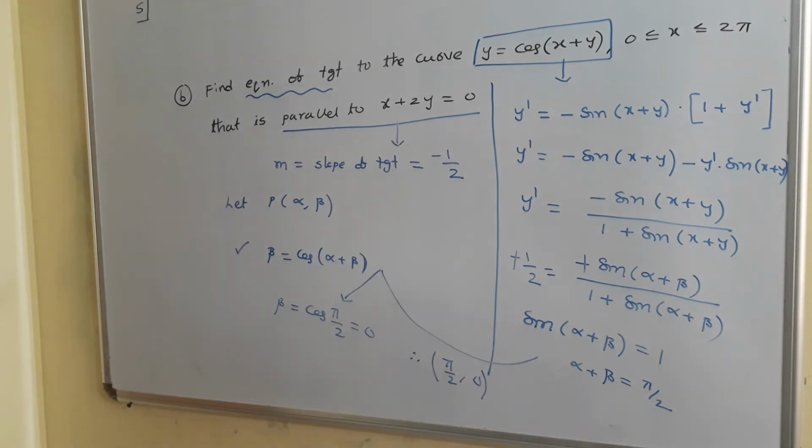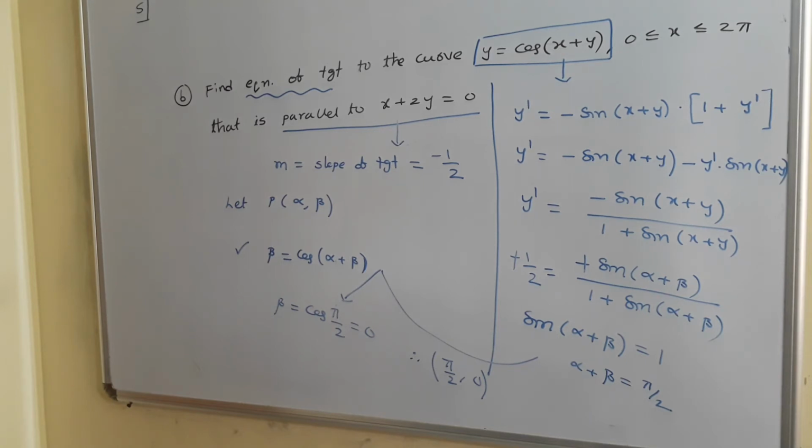Just have a look. The problem is very simple, but you need to have a perfect idea about the problem. To find the equation of tangent, we need both slope and the point. The slope is directly given from the parallel line as minus 1 by 2, but the point is not given. Let that point be alpha comma beta first.